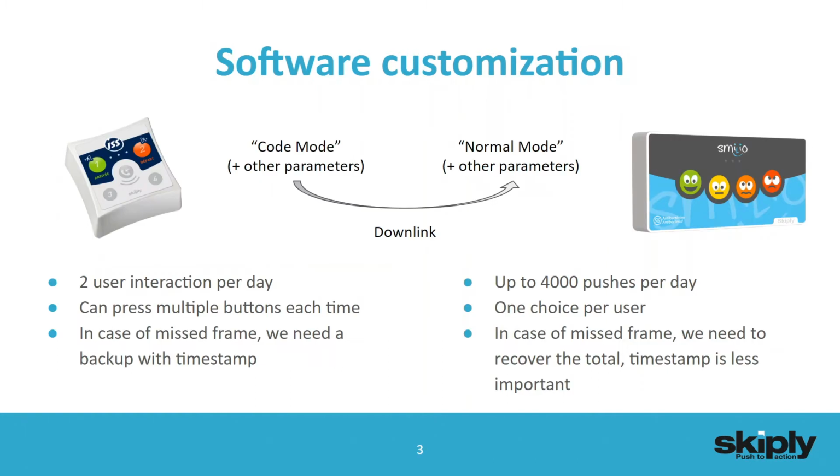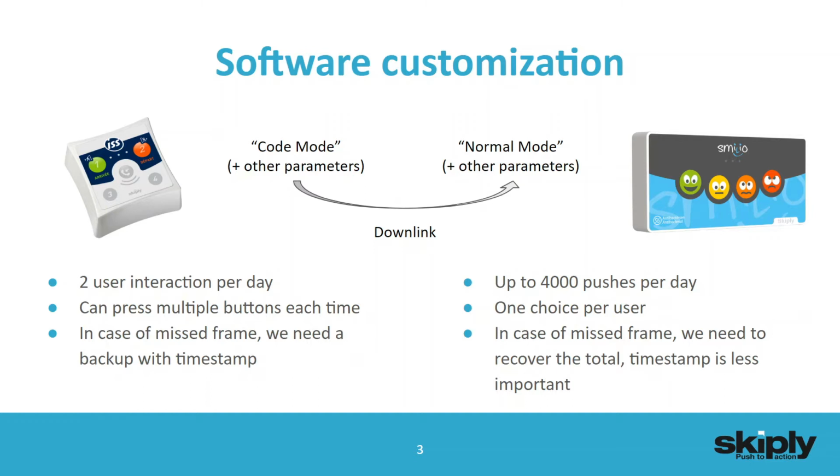But there is another thing that you should do if you want to change the use case with a Smilio. It's the software customization. Each use case uses the same hardware, with exactly the same frames and the same rules. The only thing is that you will be able to change some parameters to adapt it. For instance, on the left, it's a use case where you have only 2 user interactions per day. So of course, you will send the frame each time that someone is pressing a button. And users have the possibility to press multiple buttons.